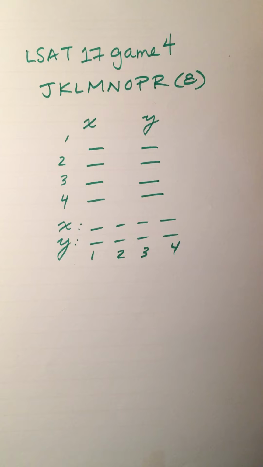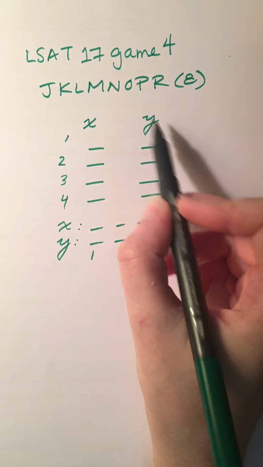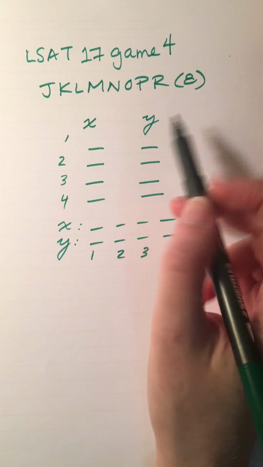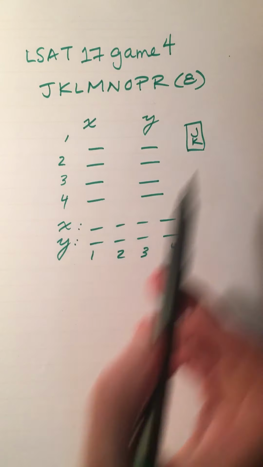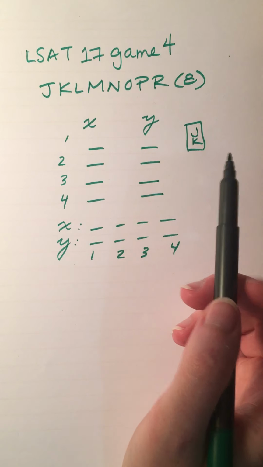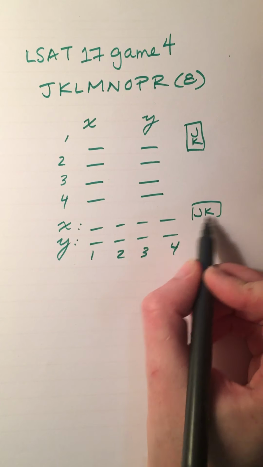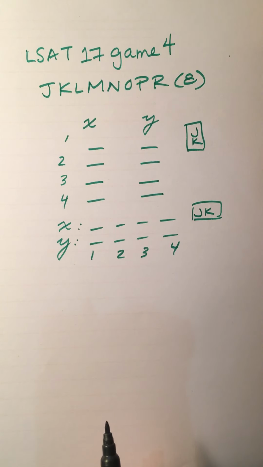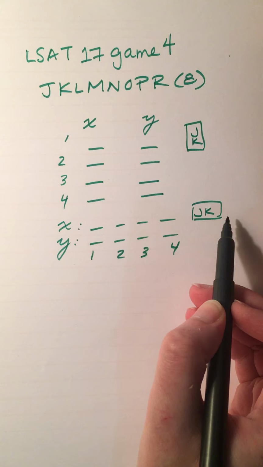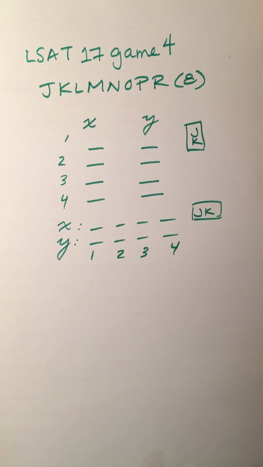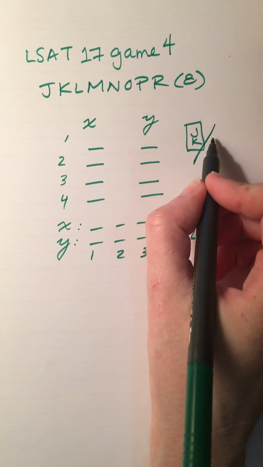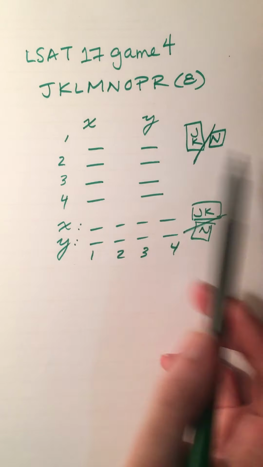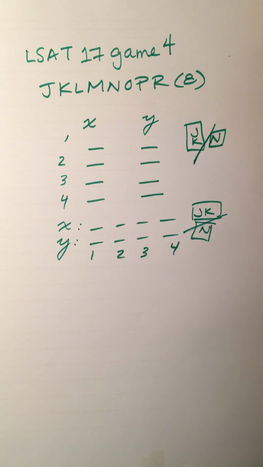J and K are on the same team. So if we've organized our diagram this way, then if players are on the same team, they're going to be connected to each other vertically, whereas here that would be horizontal. Okay, K is not on the same team as N. All right, so these guys come as a block, right? They're going to be on the opposite team from N. Okay, so I'm just going to put a little slash there, one or the other, each team.